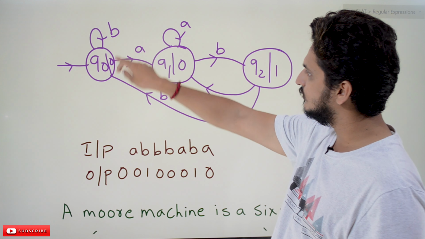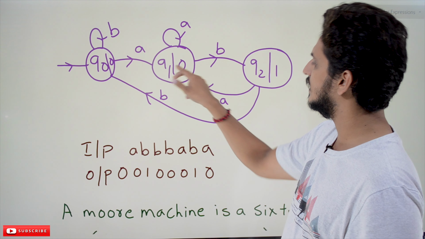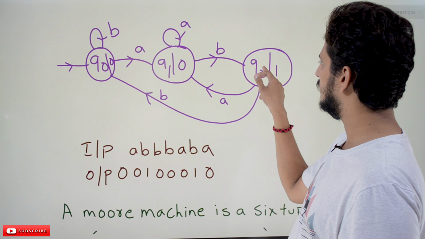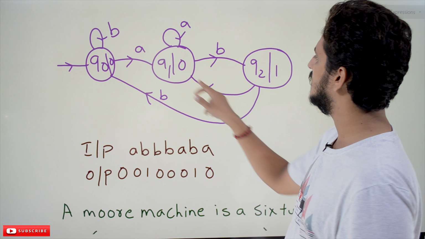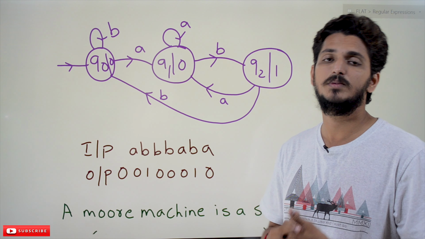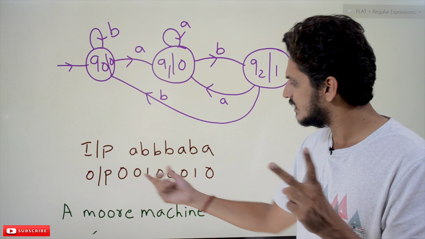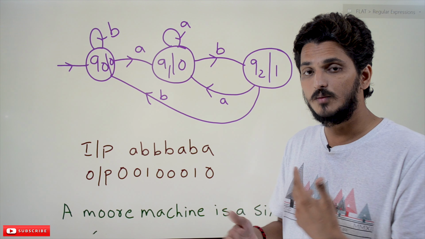After that, if you see B, we are staying here and displaying 0. After that, whenever you see A, we are moving here and displaying 0. From here, if you see B, we are moving here and displaying 1. After that, you see A, we are moving here and displaying 0. So how many occurrences of AB are there? 2 occurrences, because our string is displaying 2 ones. This is what a Moore machine is.